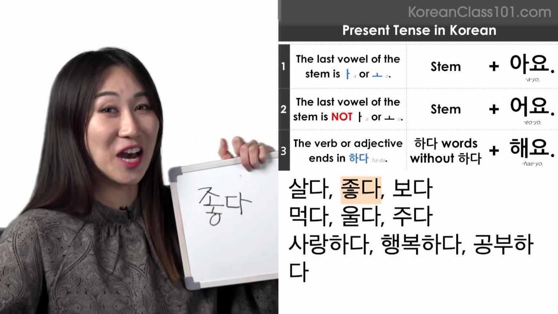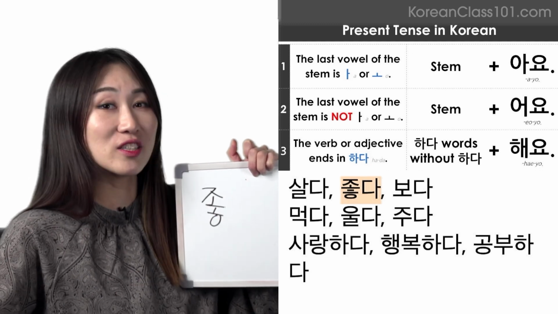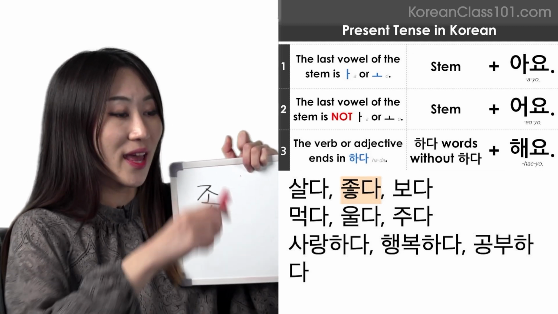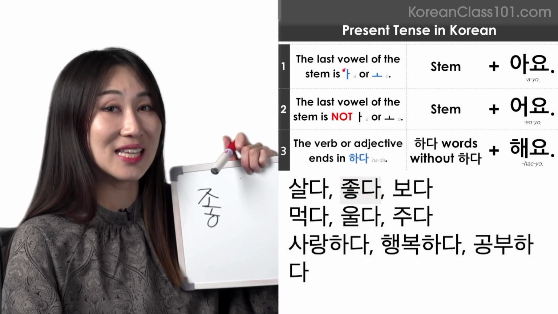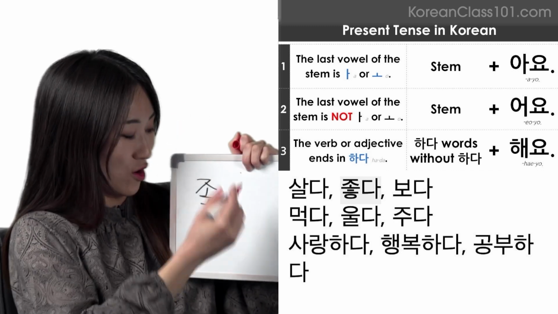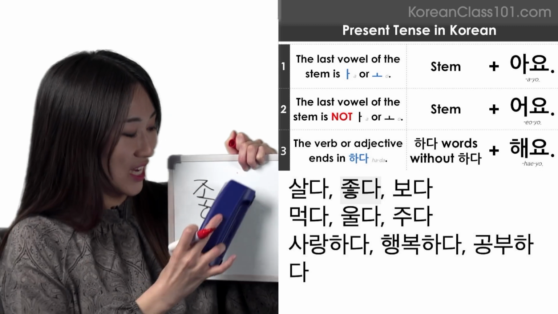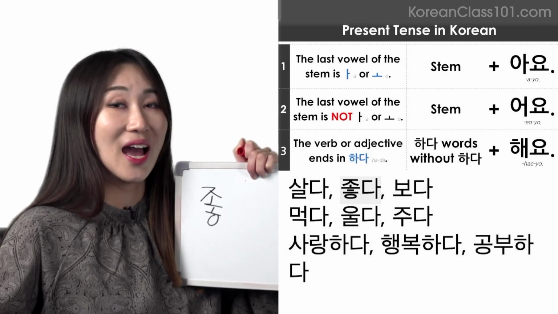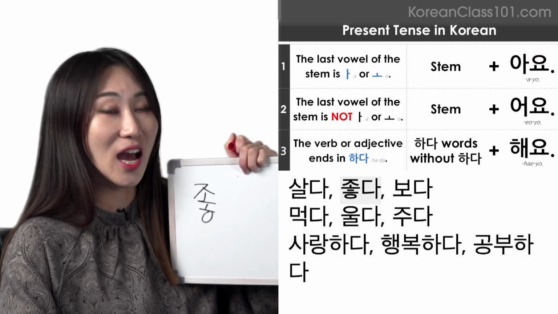Now you know what the stem is, right? Remove that at the end. The stem is 좋, just 좋. And the last vowel of the stem is 아 or 오. Let's look at it. Do you see this 오? Yes, it does include the 오 sound. So here you need to use 아요.